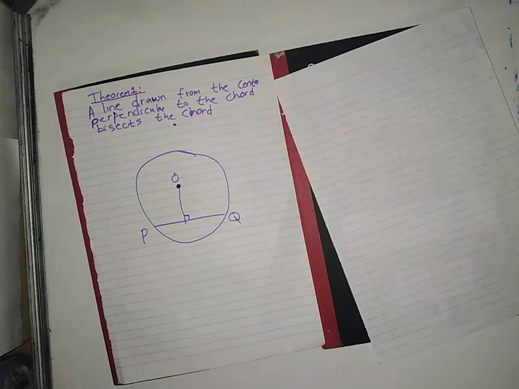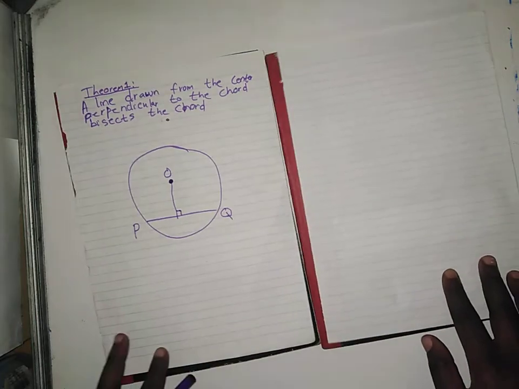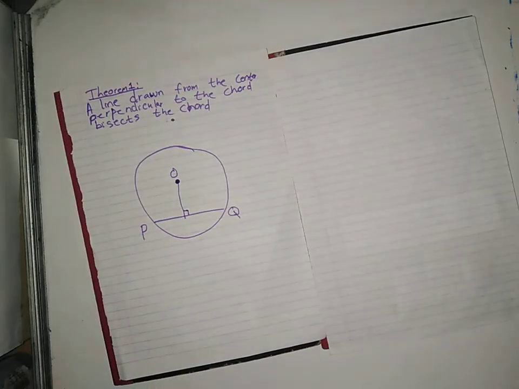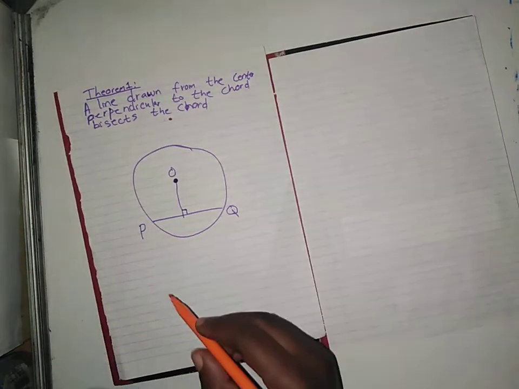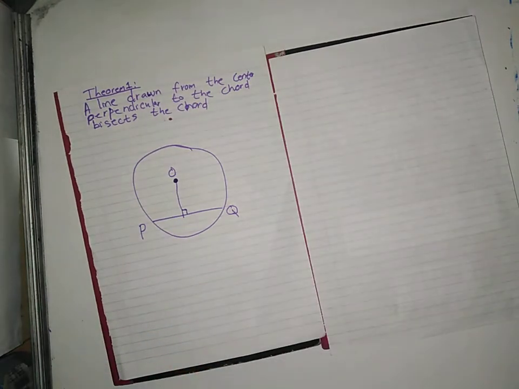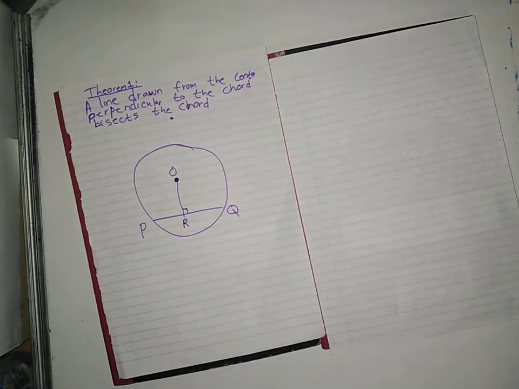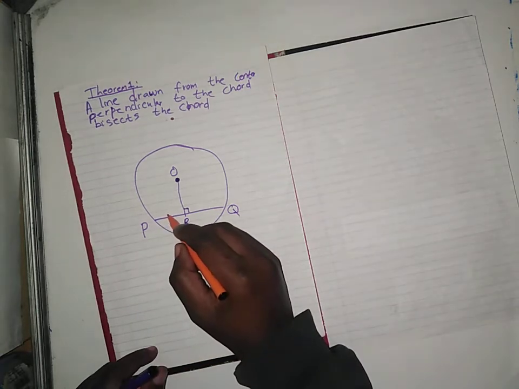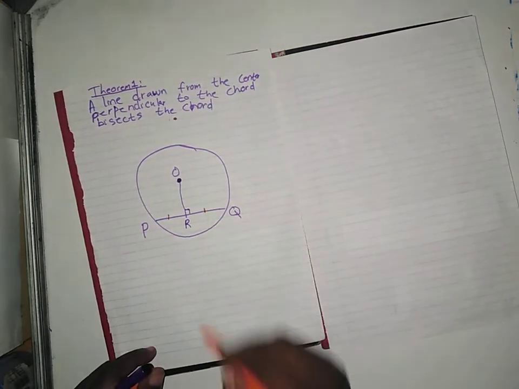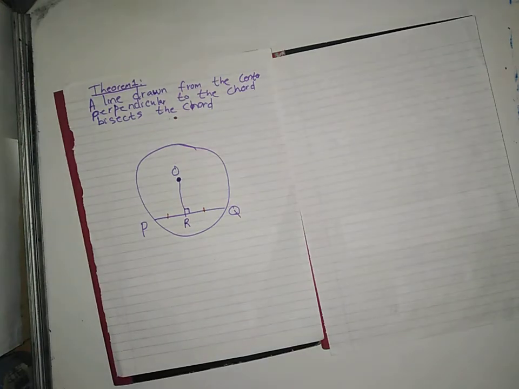Okay, so let me just find a different color so that I can illustrate this properly. What does bisect mean? Bisect simply means that it cuts into two equal parts. So that means that now if you've got R here, therefore it means this part is equal to this part. Okay, that's what bisect means.